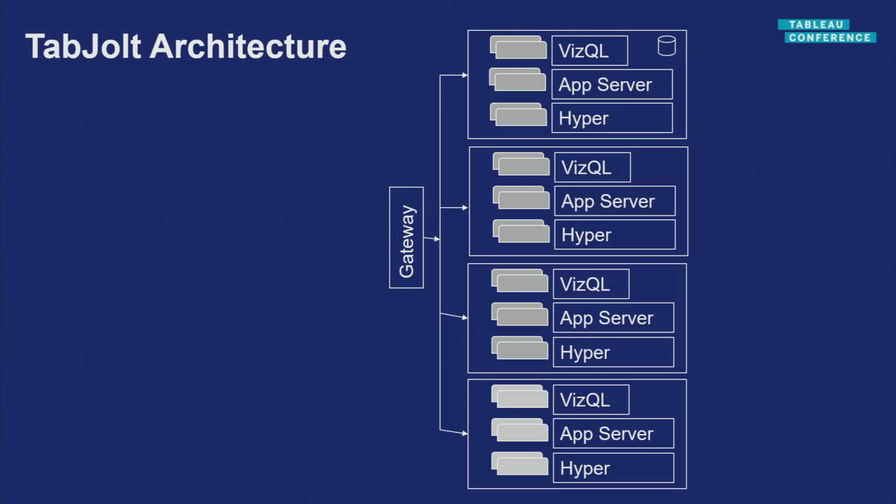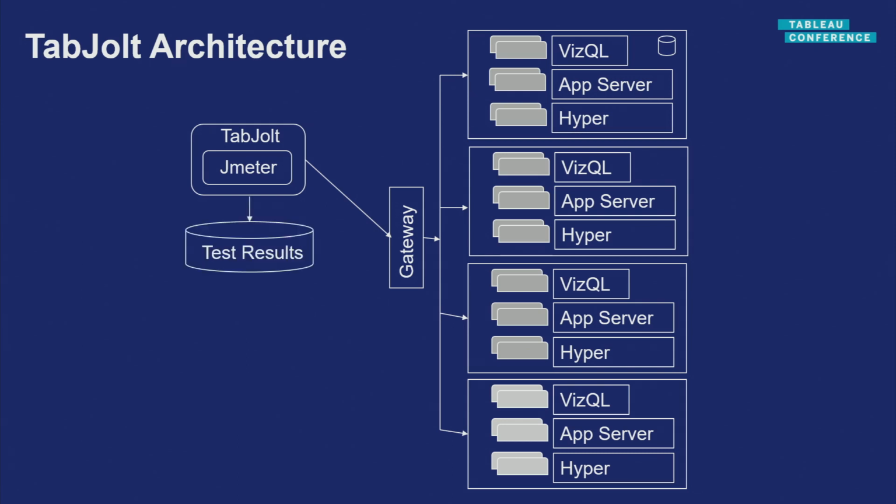So here on the right you have a prototypical deployment of Tableau Server. Don't get too caught up in the details. It's just to give you a representation. It's got 4 nodes here: VizQL, the app server, Hyper, and a gateway in front. And then we have TabJolt. TabJolt runs on a separate machine called an injector. That's JMeter, and it's taking those workbooks that you configure for it and sending those requests to the gateway like a user. So it's really trying to simulate what users are doing.